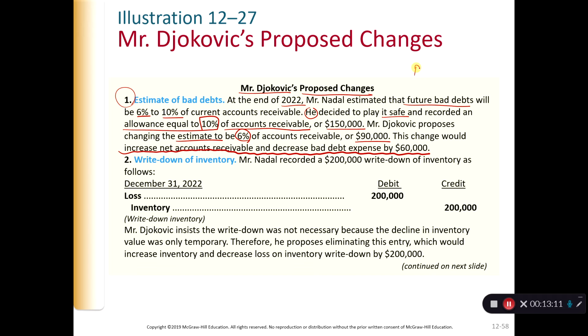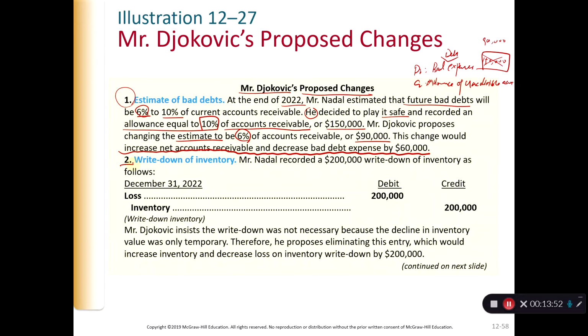$60,000. So remember, when we record a bad debt, we actually debit bad debt expenses, and then we credit allowance for uncollectible account, right? And then Nadal think there should be $150,000 of bad debt recognition for this year, and Mr. Djokovic said, whoa, let's take the lower end, which we only estimated about 6% of the accounts receivable we're not going to collect instead of 10%. Okay, this is the first item Djokovic proposed to change.